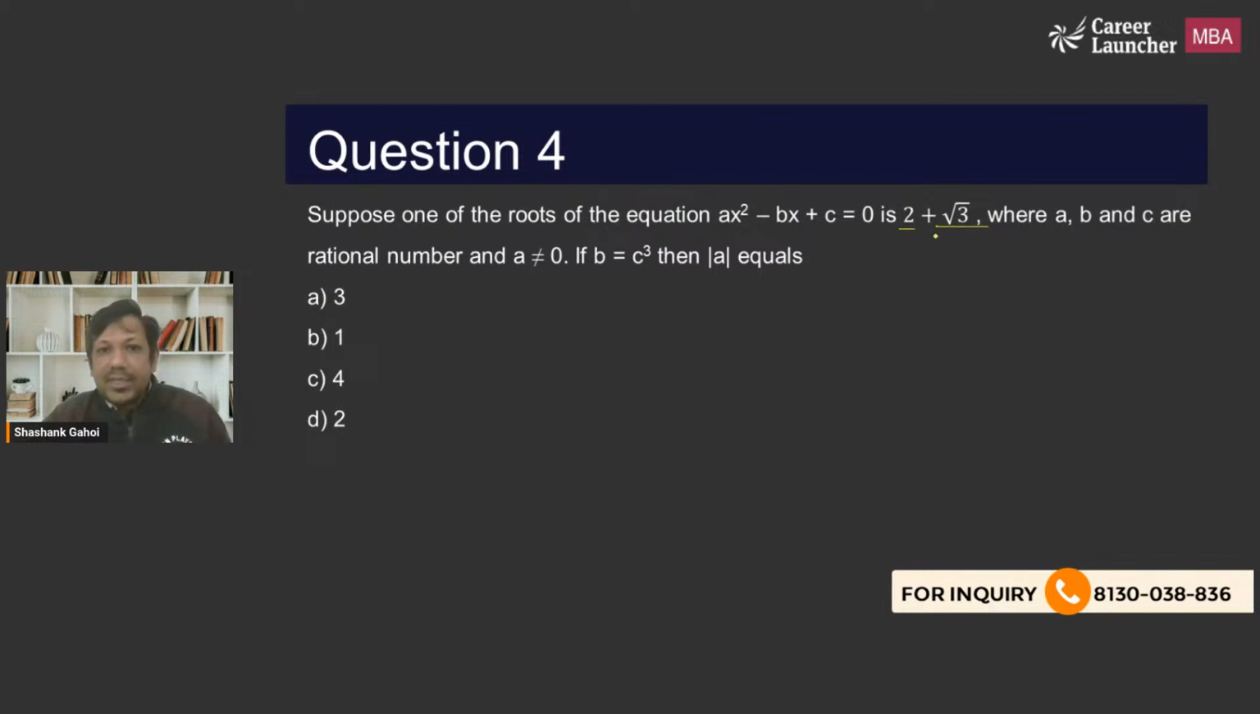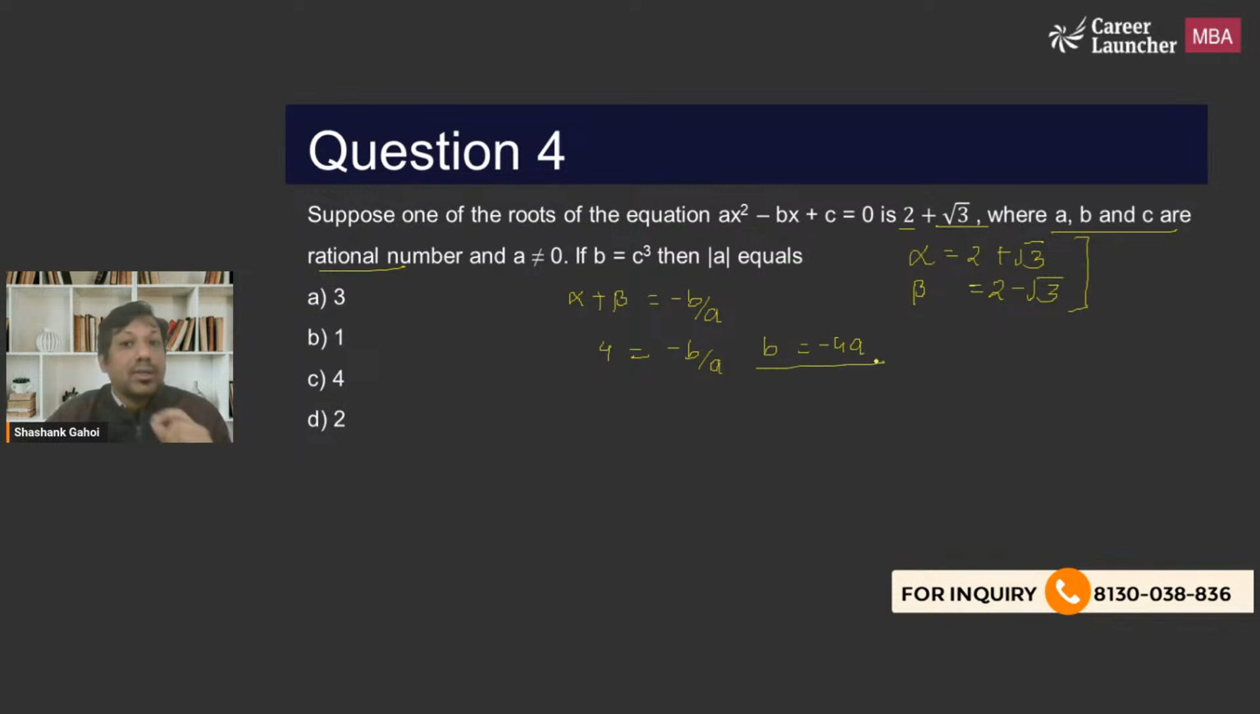So let's say this root is alpha, so alpha is equal to 2 plus root 3, then the second root, that is beta, is equal to 2 minus root 3, because roots are conjugate. So whenever you see irrational roots, always remember that roots are going to be conjugate if A, B, C are rational numbers. Now what is the sum of roots? That is alpha plus beta, equal to minus b upon a. If I add both the numbers, I am going to get 4. So minus b upon a is equal to 4. So I can say that b is equal to minus 4a. That is my first statement.